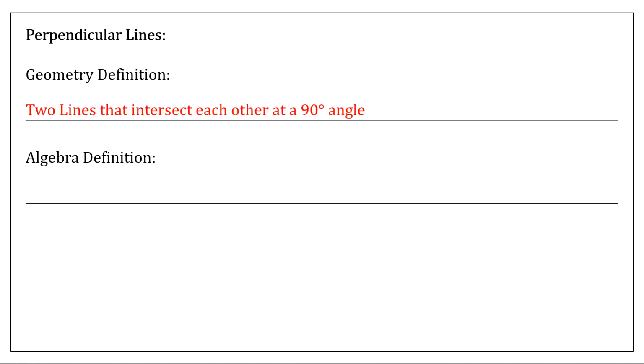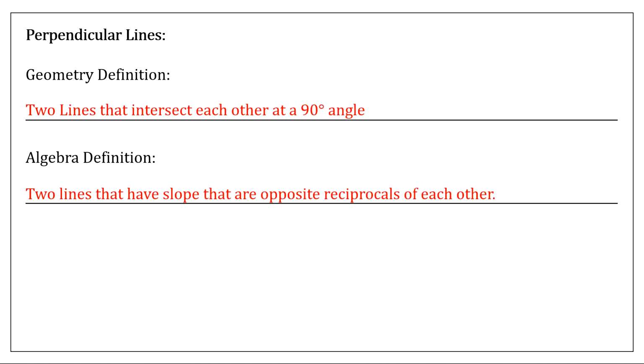There's really no way in geometry to tell other than a little box that they put in the corner where the lines intersect. We'll talk about that when we get there, probably in about a month. The algebra definition: 2 lines that have slopes that are opposite reciprocals of each other.